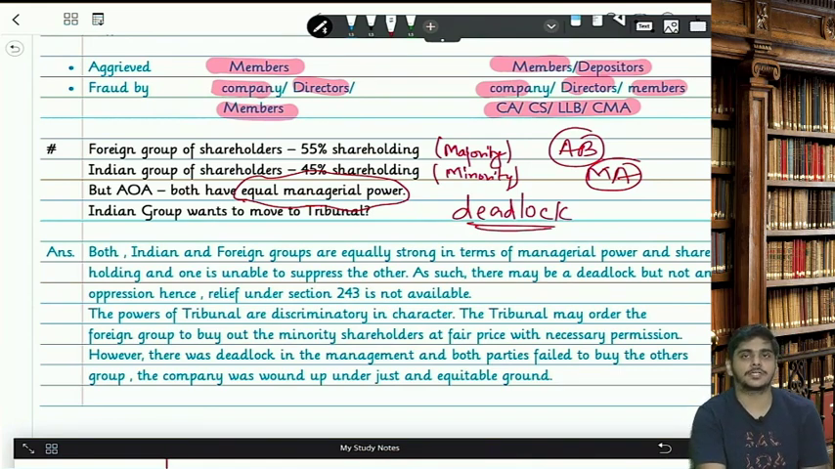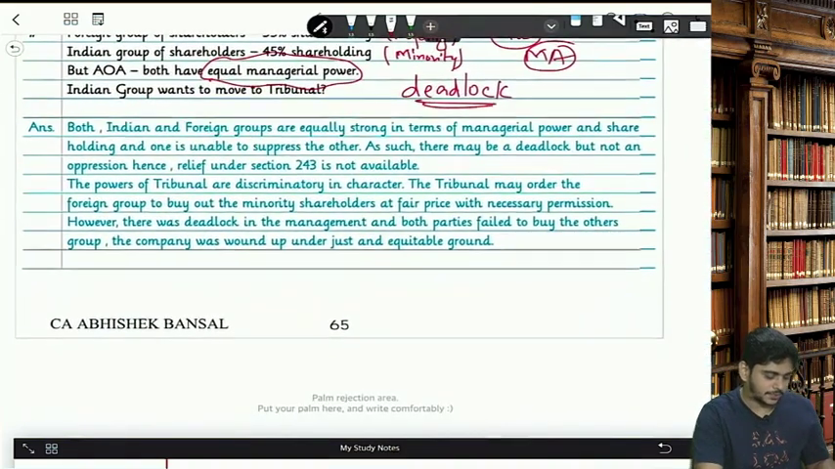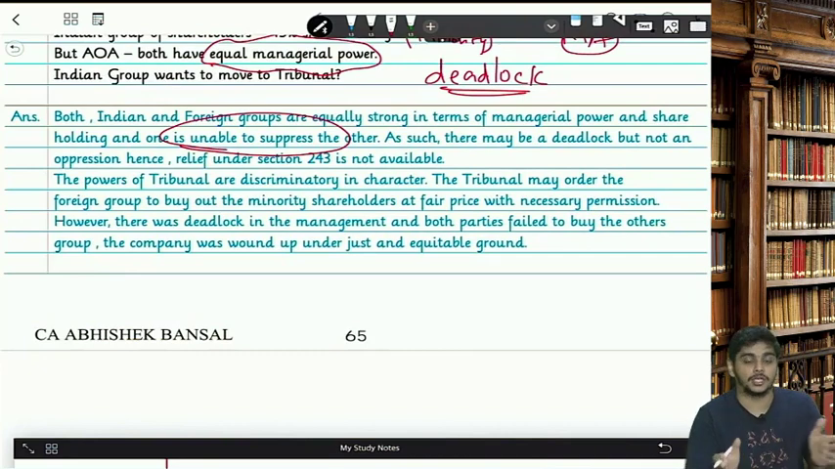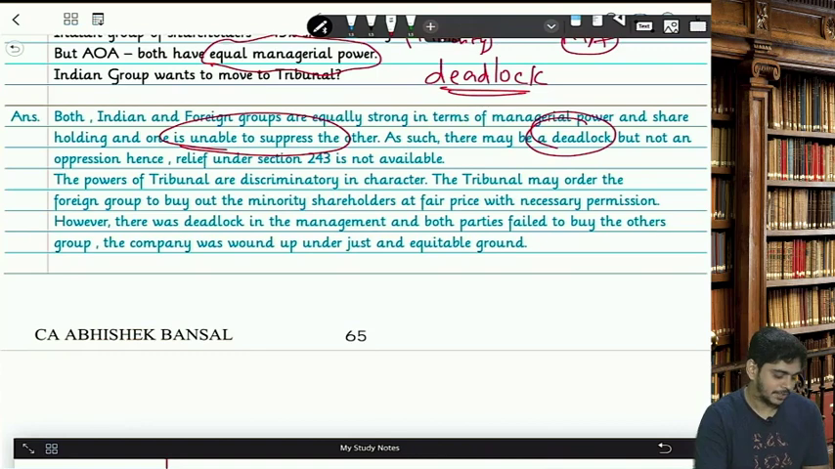When it results into a deadlock situation, then the tribunal will come and wind up the company. Because if there's a disagreement on one point, there will be disagreement on all the points. So it's better to wind up the company. Okay? So both the Indian and foreign groups are equally strong in terms of managerial power and shareholding, and one is unable to suppress the other because both are equal. As such, there may be a deadlock, but not oppression. Hence, relief under section 241 is not available.